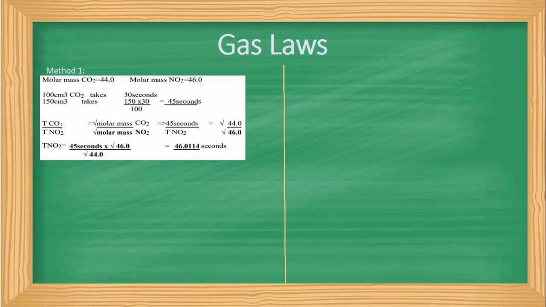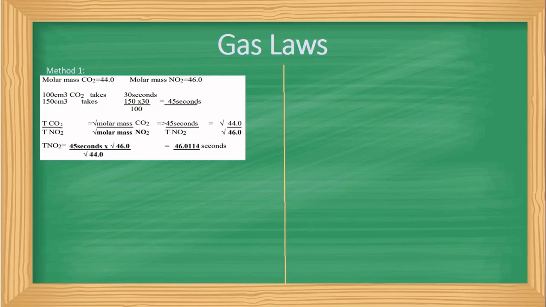There are two methods. One method is you look at the molar mass. Of course you must start by looking at the molar mass of carbon 4 oxide, which if you calculate is 44. The molar mass of nitrogen oxide is 46. Now you are told that 100 centimeter cubic of carbon 4 oxide takes 30 seconds. And here we are dealing with 150 centimeter cubic of nitrogen oxide gas. So it is also good to look at the time it will take for an equivalent, which is 150 centimeter cubic of carbon 4 oxide to diffuse in the plate.